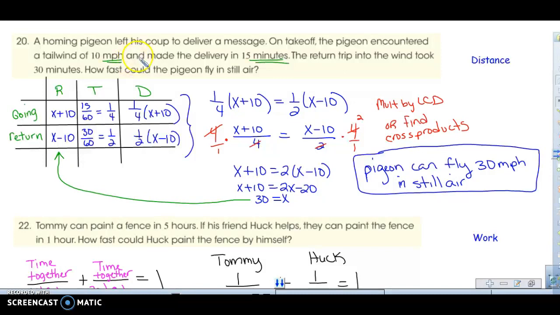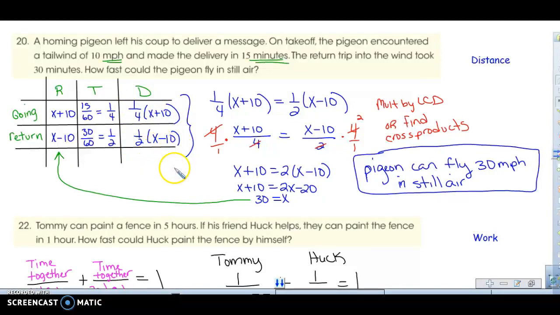So we're going to convert the minutes to hours. Well, remember there's 60 minutes in every hour. So 15 divided by 60 would equal 1/4 of an hour. 15 minutes being 1/4 of an hour. The other time returning was 30 minutes. So 30 divided by 60, 1/2 of an hour. Now that we have the rate and the time, we're going to multiply across and find the distance is 1/4 times this going. It's 1/2 times this returning.